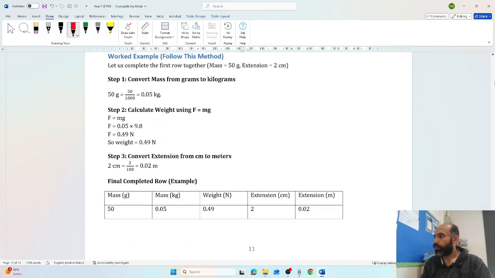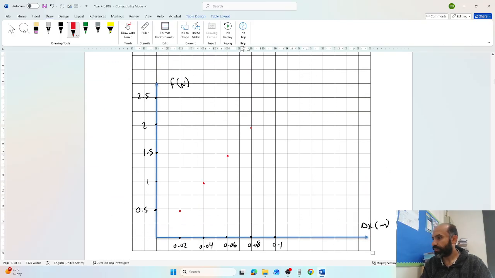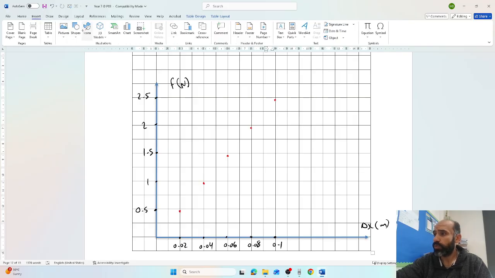Finally, 0.1 or 0.10, 2.45, which is very close to 2.5. So it's just a little bit below it. As you can see, if you just use your ruler and try to join the points like this, we will see that we have a straight line.